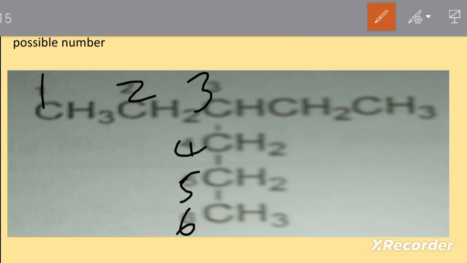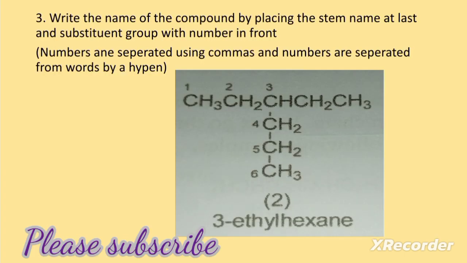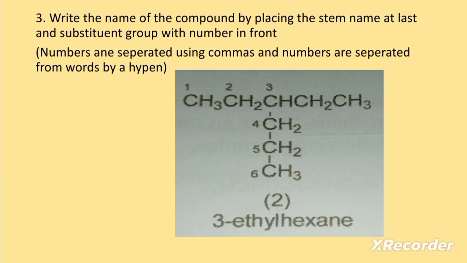So here this is the correct way of numbering so that the alkyl group gets the least possible number. We can write the name of the compound by placing the stem name at last and the substituent group with the number in front. Here you should remember something. Numbers are separated from numbers using commas, and numbers are separated from words with a hyphen.